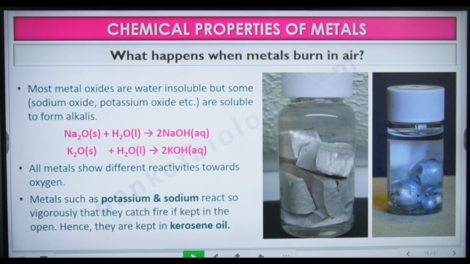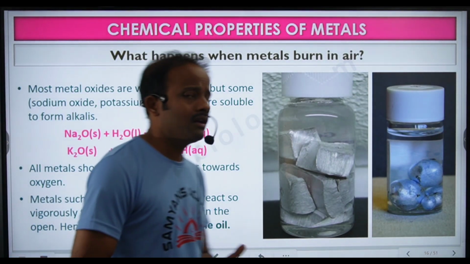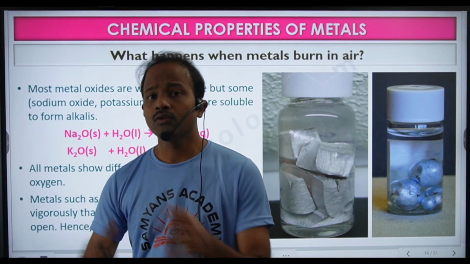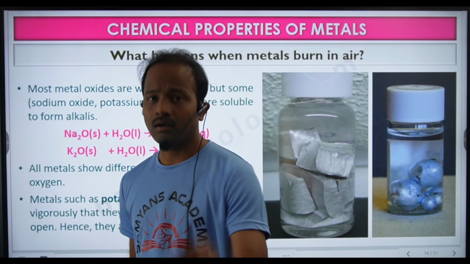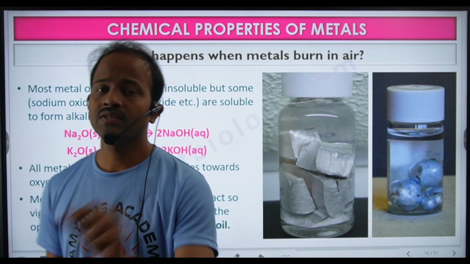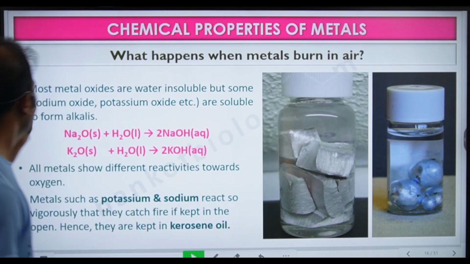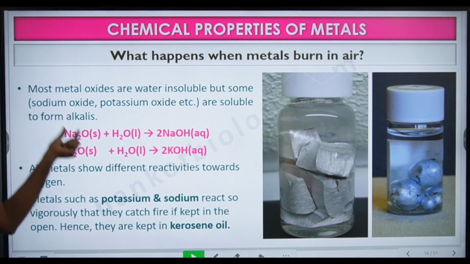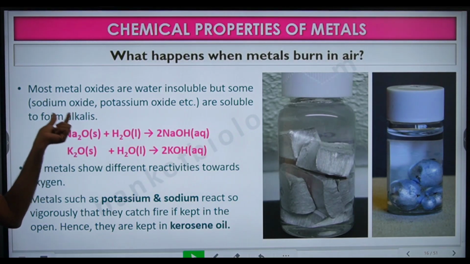Most metal oxides are water insoluble, but some, such as sodium oxide and potassium oxide, are soluble and form alkalis. Here we already discussed that not all metal oxides dissolve in water; only some of them do. Those metal oxides which dissolve in water and form hydroxides are called alkalis. Now you see, most metal oxides are water insoluble, but some metal oxides like sodium oxide and potassium oxide are soluble in water and also form alkalis.